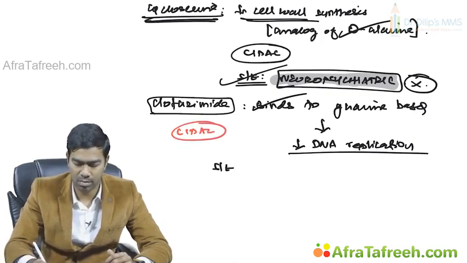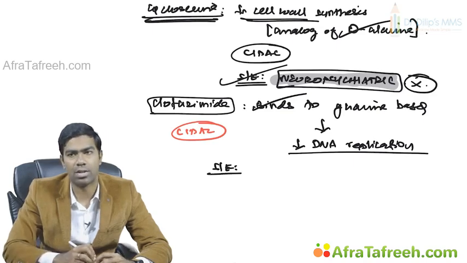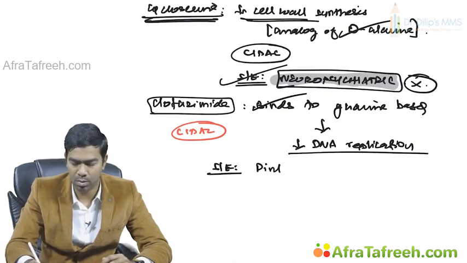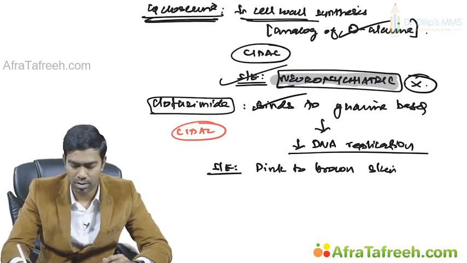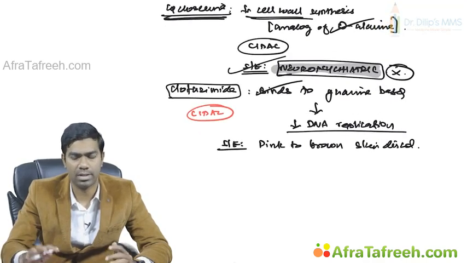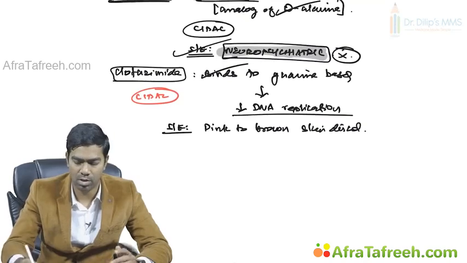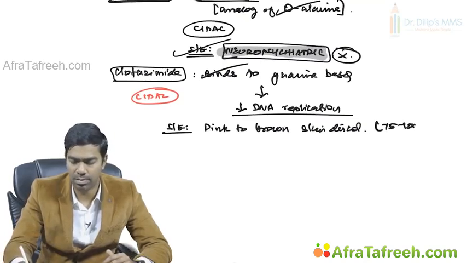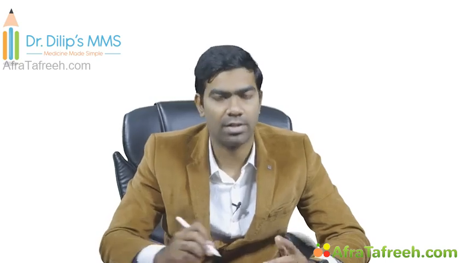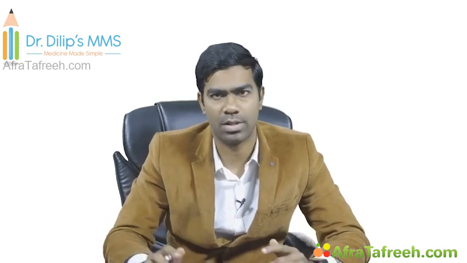At the same time, what are the important side effects of this drug? Very common, and that's what they'll be asking in the exam: pink to brown skin discoloration. Pink to brown skin discoloration. This is the most common side effect, skin pigmentation, happening in almost 75 to 100% of the patients taking clofazimine for at least 1 month or more. Definitive side effect, 75 to 100%, most common side effect, discoloration, skin pigmentation, very, very important.